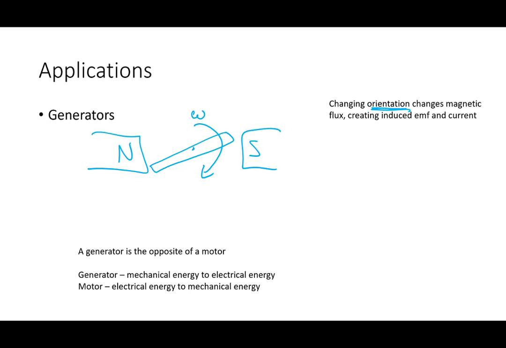Because a generator is something that changes mechanical energy. We crank it to get electrical energy. Whereas a motor is we supply the electrical energy, and then it cranks and gives us the mechanical energy. So it's not that surprising that the construction is pretty much exactly the same. In fact, I can hook up a generator with another generator to use that as a motor. Let's show you that real quick.